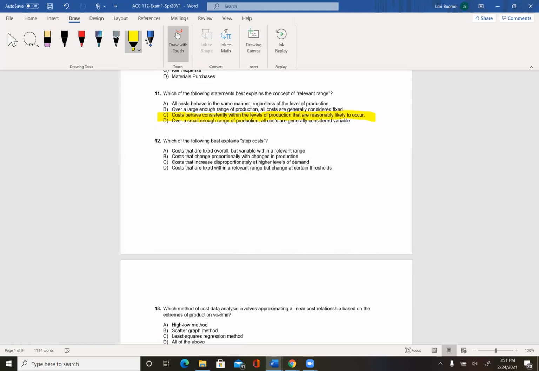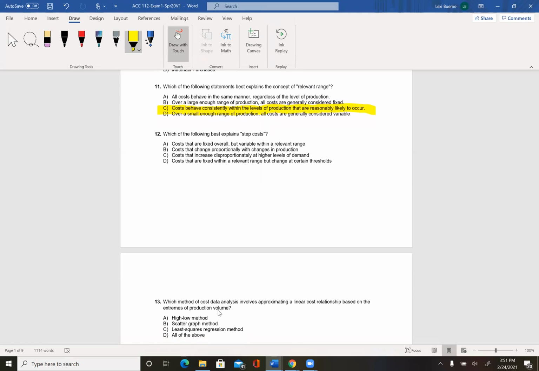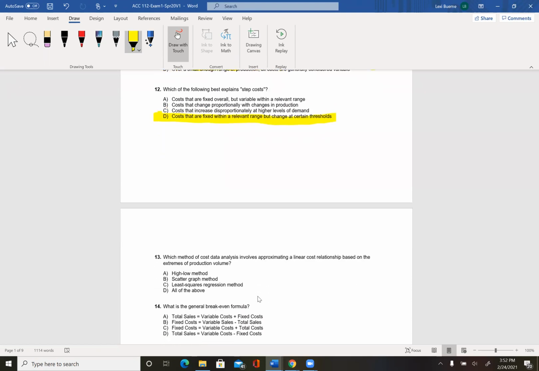Which of the following best explains step costs? These are costs that are fixed within a relevant range but change at certain thresholds. So it's called step costs because it's like you're going upstairs, where they can change, it's going to change your height, it's going to change at certain thresholds.